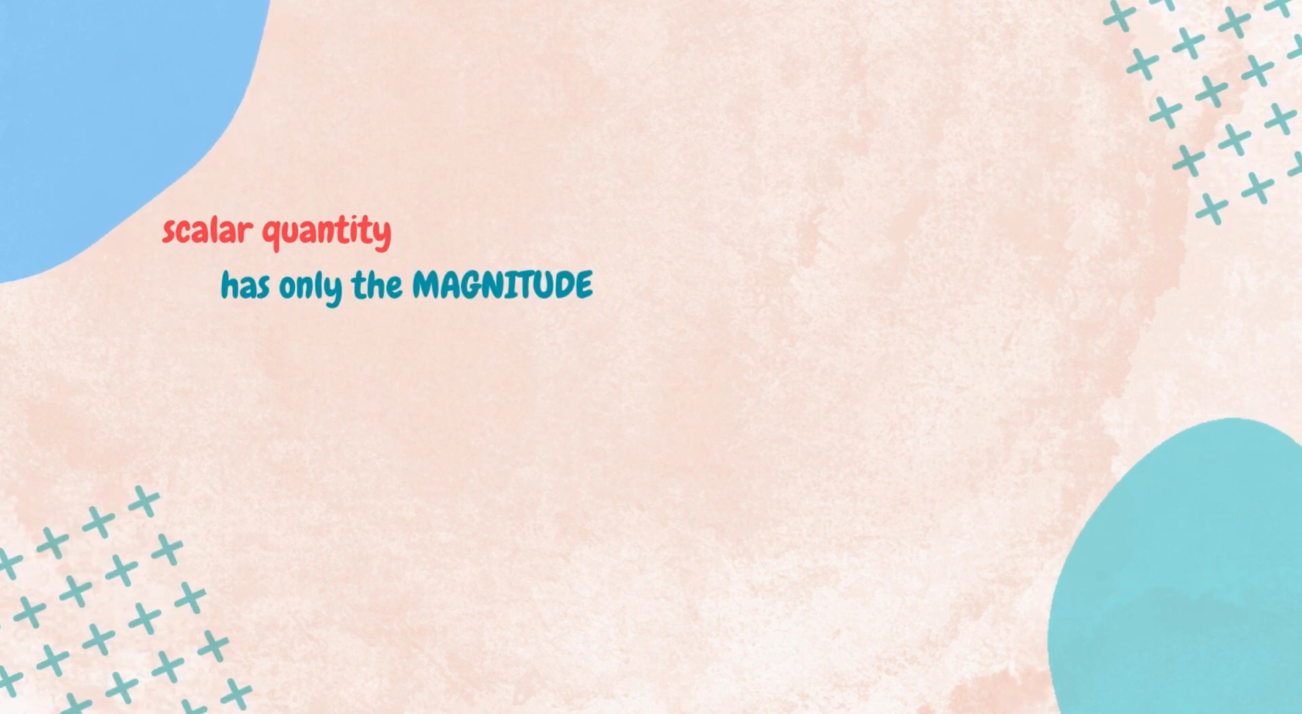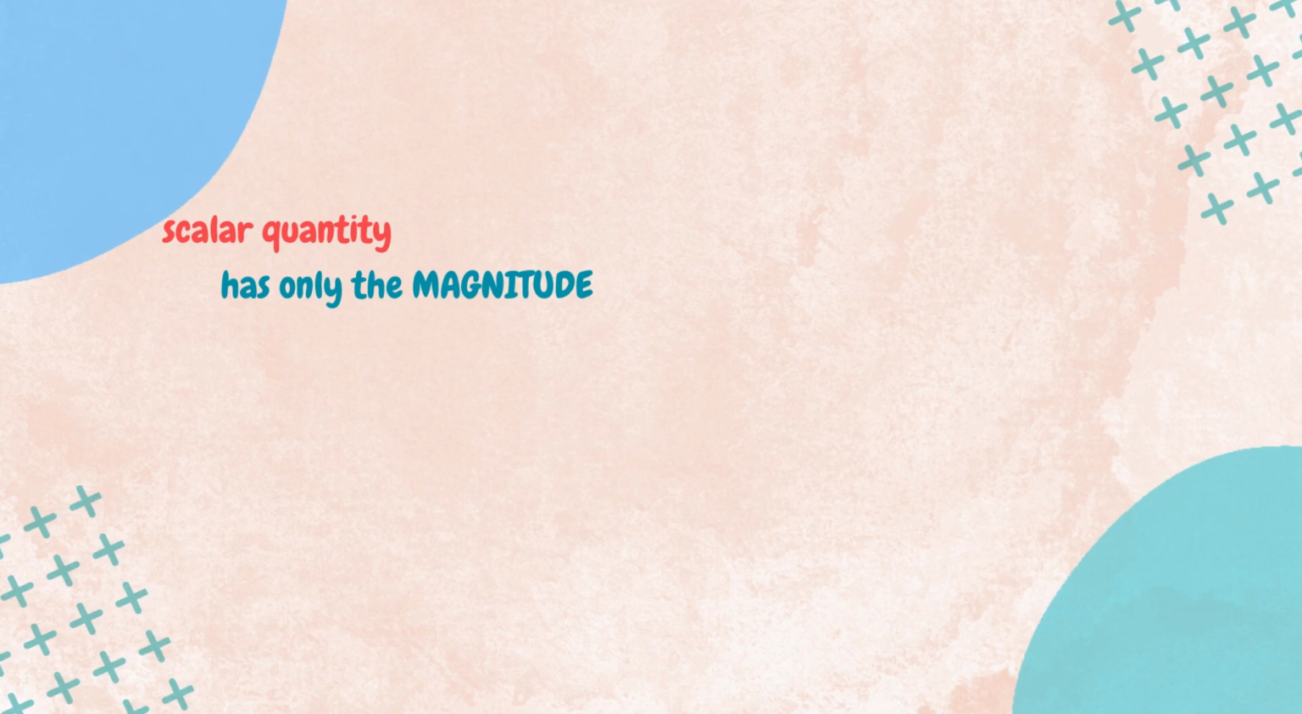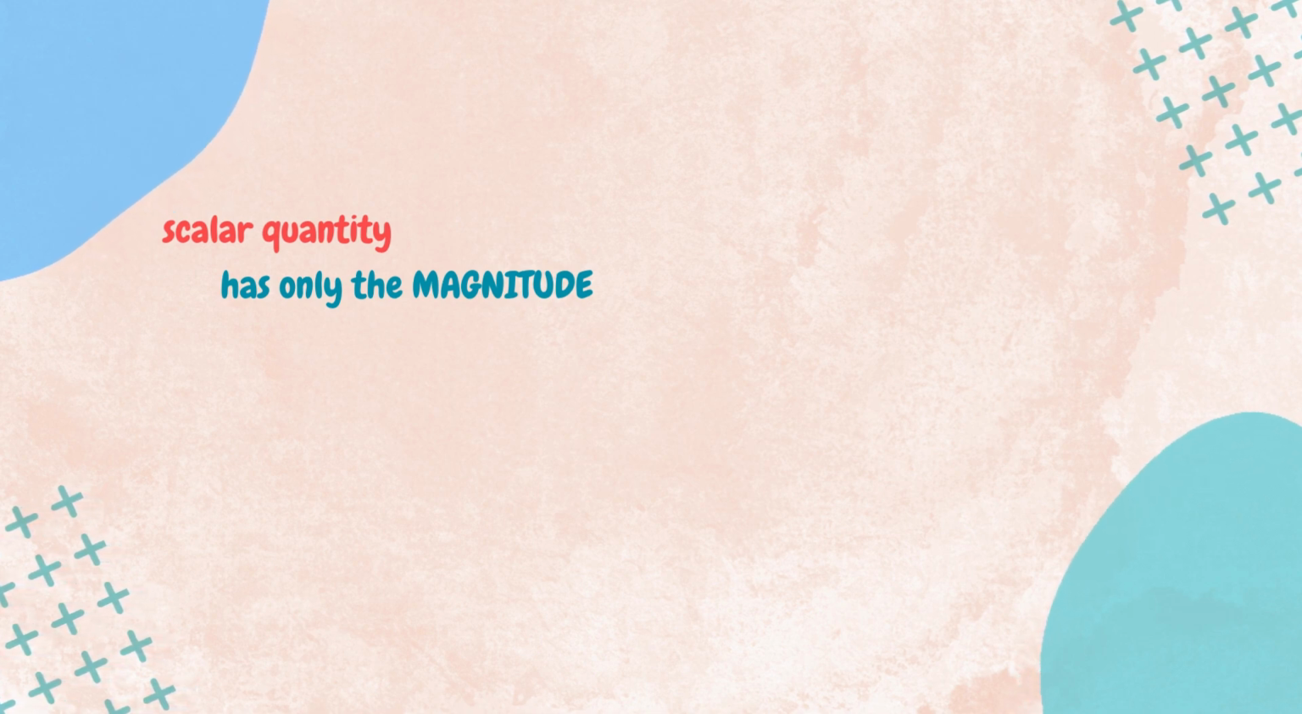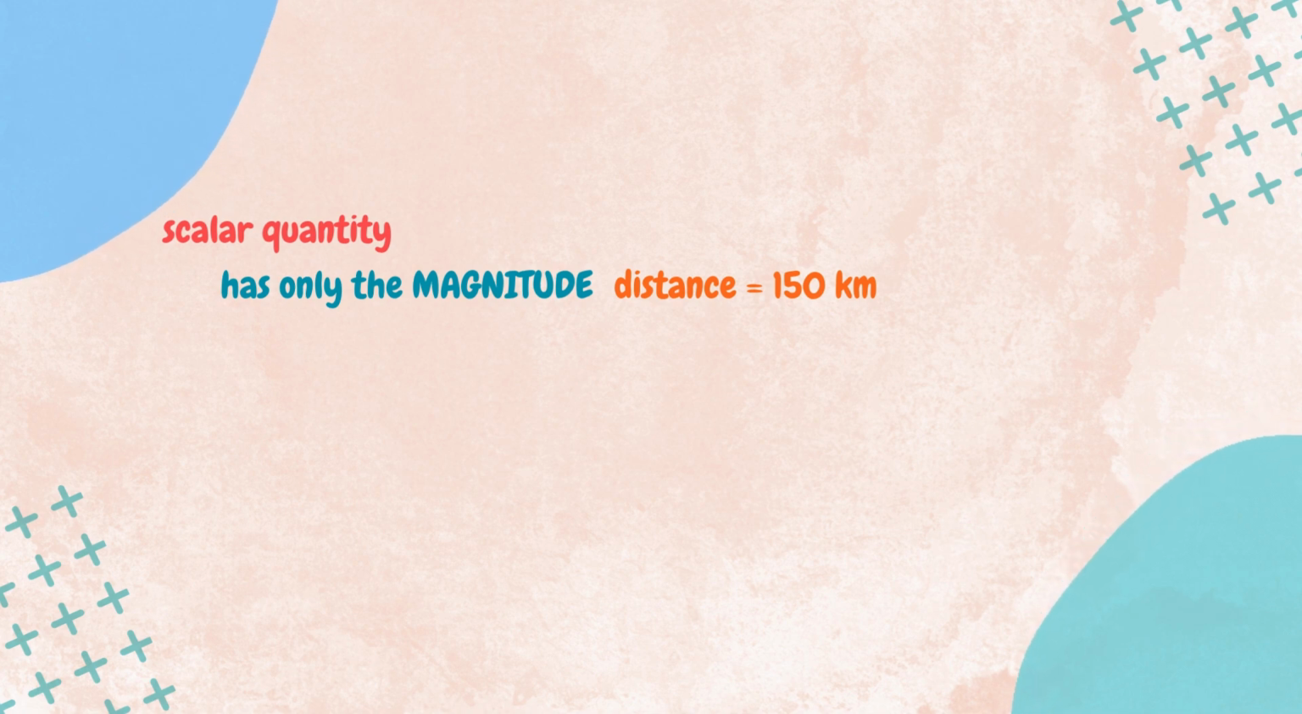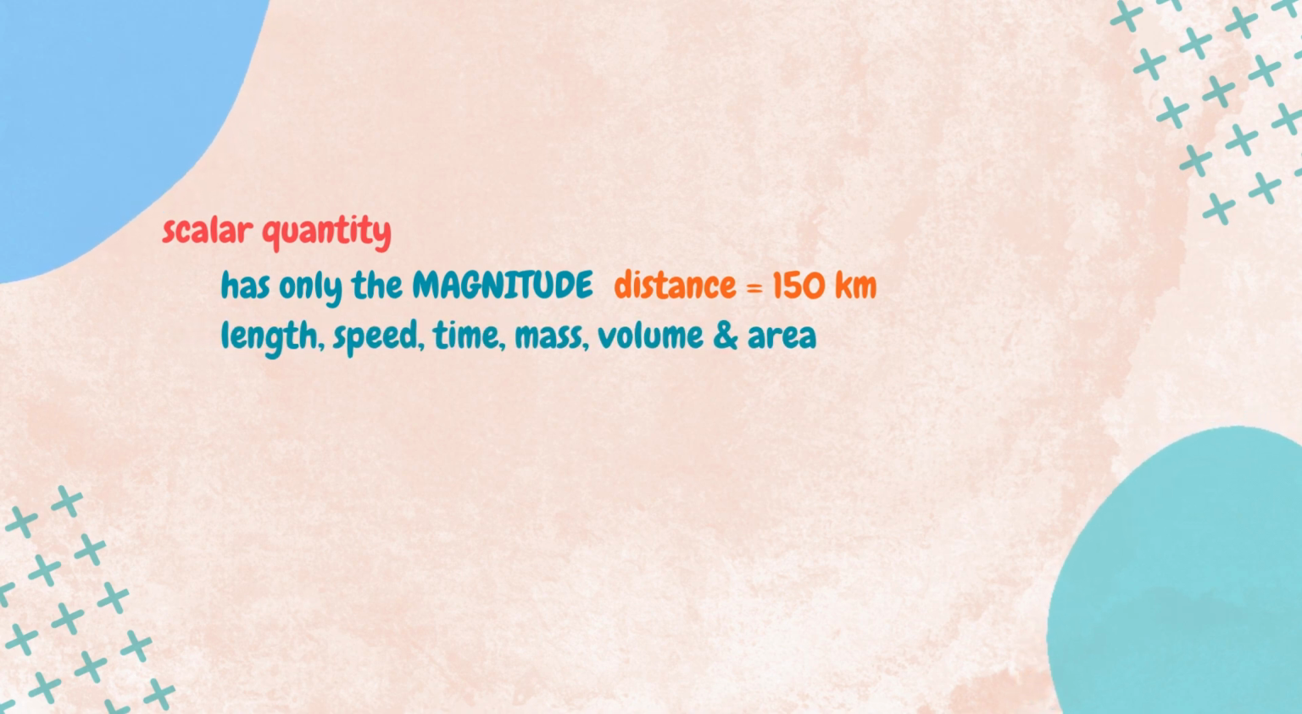Scalar quantities do not have the direction. They are represented only by the size of the quantity. For example, distance is equal to 150 kilometers. Distance is a scalar quantity. As noted, it is represented by the magnitude or size of the distance, which is 150 kilometers, but with no direction. Some other common examples of scalar quantities are length, speed, time, mass, volume, and area.